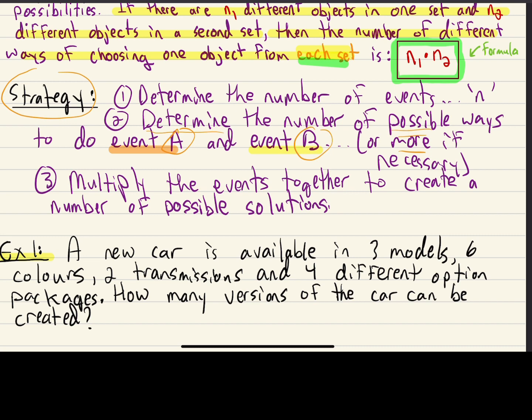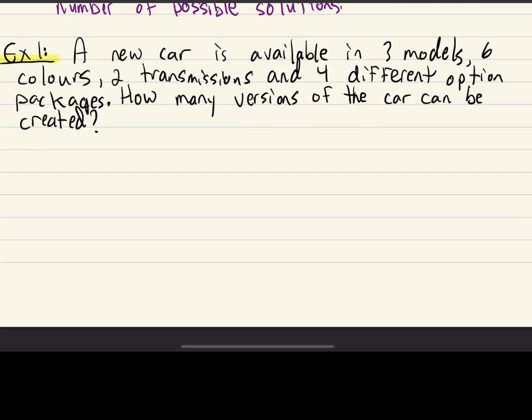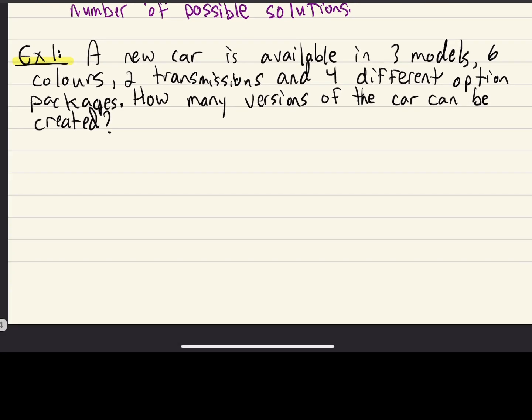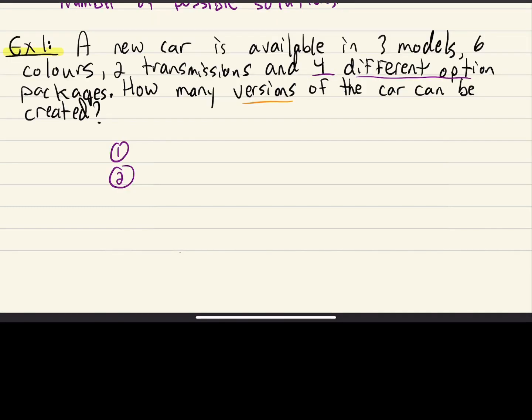Then once I figure out the number of events and the number of possible ways that I can complete or do all the separate events, I'm going to multiply the events together to create a number of possible solutions. So let's look at a first example here and figure out how that's going to work. It says that a new car is available in 3 models, 6 colors, 2 transmissions, and 4 different option packages. How many versions of the car can be created?